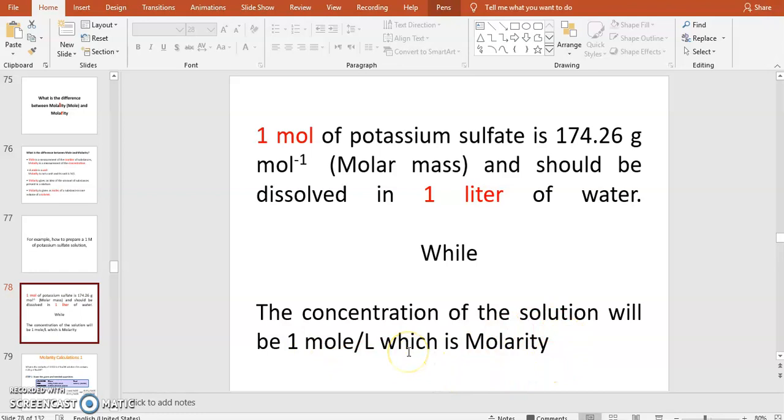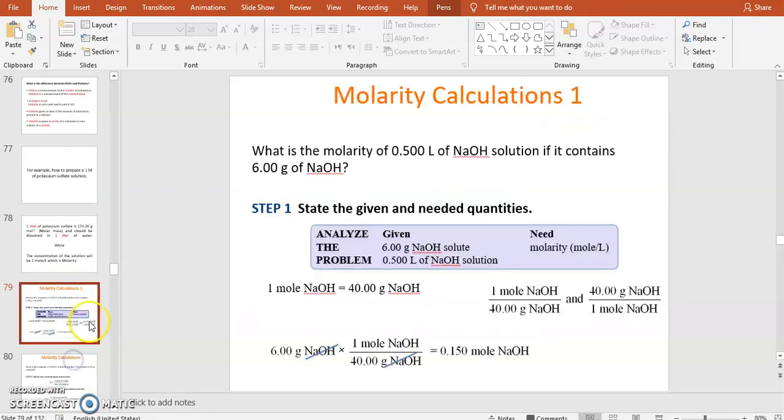How can we get the mole? We have to go to the periodic table to determine the potassium and the sulfate molar masses, and then we add them together and we will get this number. Then we divide it by one liter, which will be the same number, and that's how we can prepare a 1 molar solution.